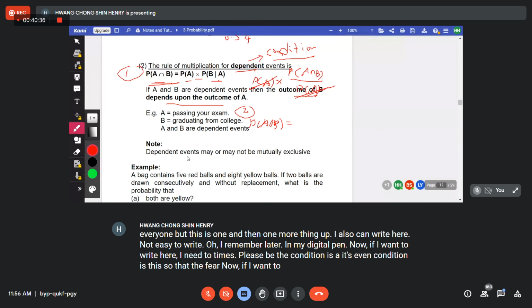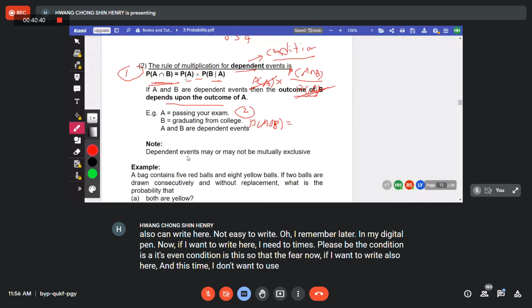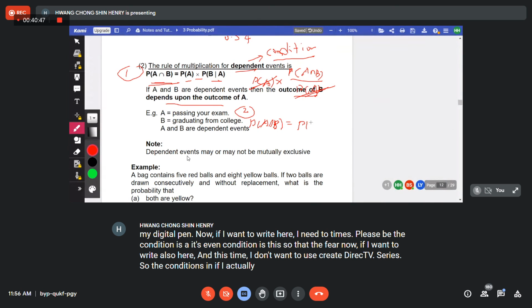Now, if I want to write also PA and B, and this time I don't want to use PA, I write PB. See, this is PA, so the condition is A. If I write PB, can you tell me times what?